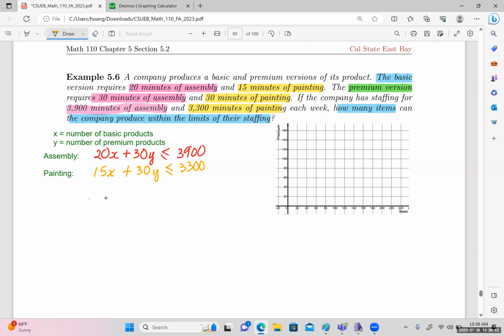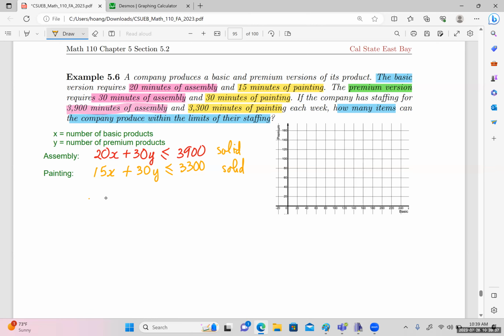Okay, so we have two inequalities in this case, and we need to make two lines, right? Both of them are solid, and then find the overlap shading area. So we're going to do a solid line for this one and a solid line for this one, right? Because it includes the boundary.